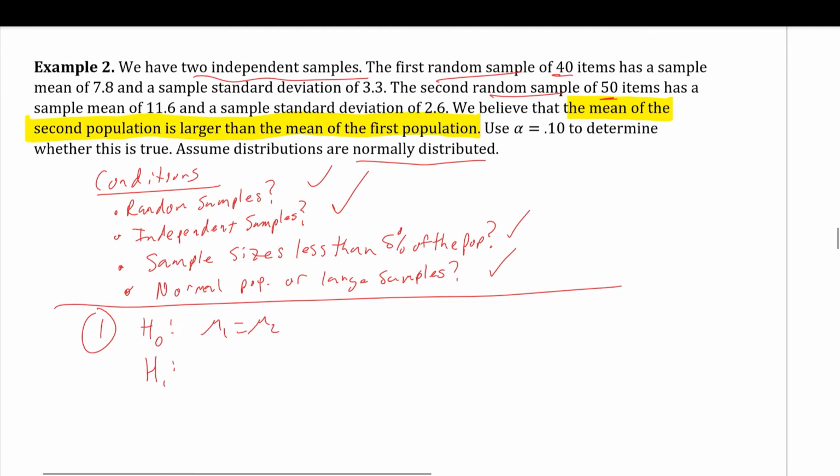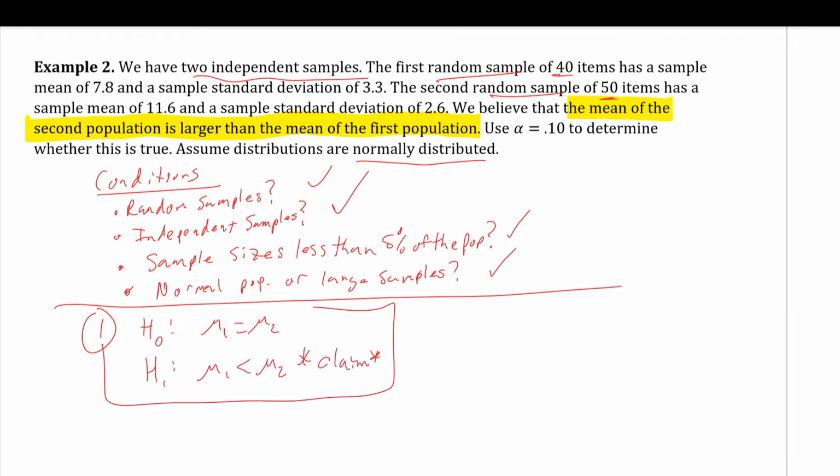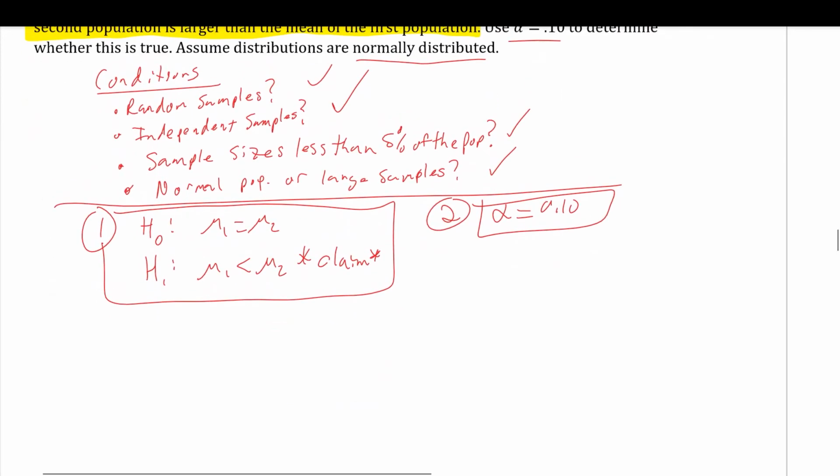So if we write it like this, mu1, mu2, well, if the second one is greater than the first one, doesn't that mean that the first one is less than the second one? So you have to write the less than symbol there. And that is our claim statement. All right, that's a complete step 1. Step 2, significance level. They're saying it's a 10% significance level. Step 3, our test stat.